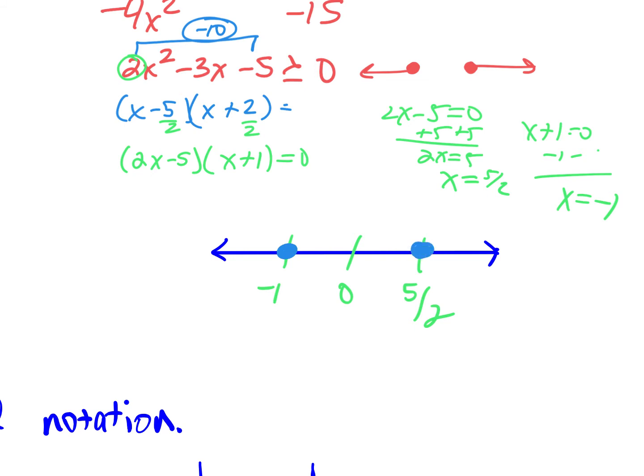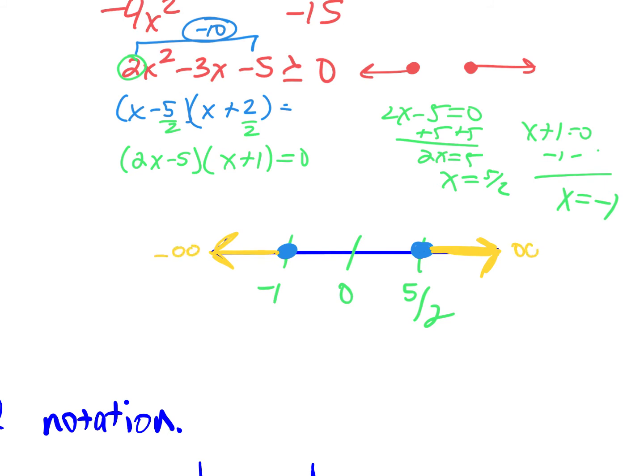Because it's or equal to. Good. And which way am I going to shade? Outside. See, it wasn't hard. Don't freak out. The only time they're a little harder is when your exponent is to the third. Now, how do I write this interval notation-wise?